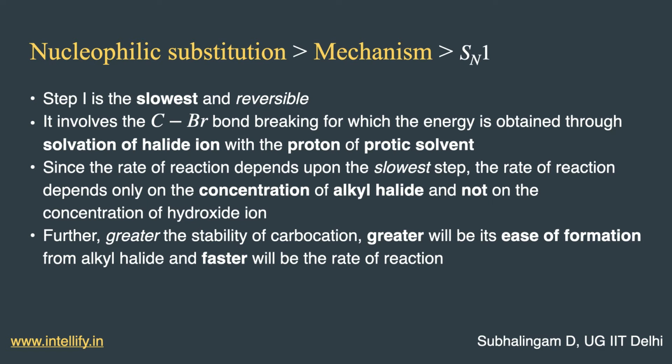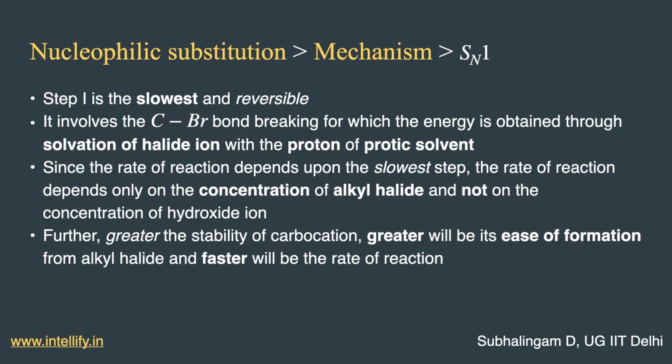Further, greater the stability of carbocation, greater will be its ease of formation from alkyl halide and faster will be the rate of reaction. So one point to note here is that in SN2 reactions, bulkier groups hinder the rate of reaction, and hence we prefer primary more than secondary and least is tertiary. However, in SN1 reaction, the tertiary carbocations are most stable, and hence tertiary alkyl halides are most reactive, while the primary alkyl halides are the least reactive.